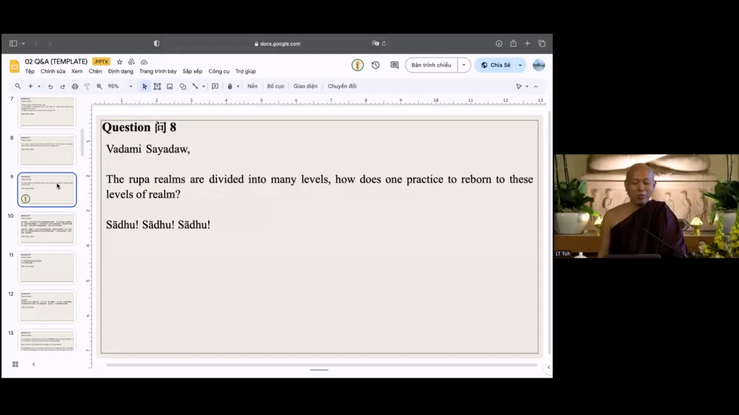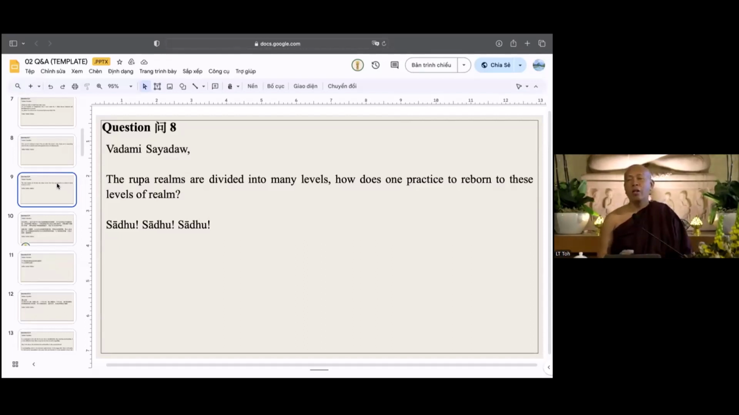Next one. Wandamisiado, the Rupa realms are divided into many levels. How does one practice to be reborn in these levels of realm? Sadhu, sadhu, sadhu. Okay, for example, we have the first jhana, 3 levels. So we can say 3 different powers of first jhana. We have 5 controlling faculties. We can also say predominant activity. So if our predominant factors or controlling faculties are a little bit lower, we can be reborn in the lowest realm of the first jhana.